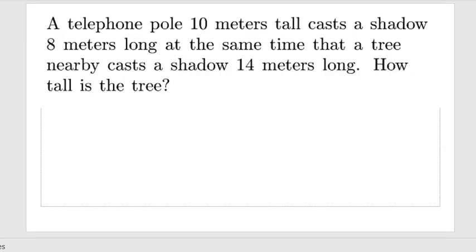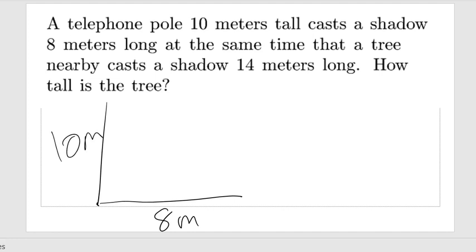Alright, so a telephone pole casts a shadow 8 meters long. At the same time, a tree casts a shadow that's 14 meters long. So we've got to figure out how tall the tree is. Here's my telephone pole. It's 10 meters tall and casts a shadow of 8 meters. And then we got a tree that casts a shadow of 14 meters long, and we've got to find this. So you can see, guys, we got 2 triangles.